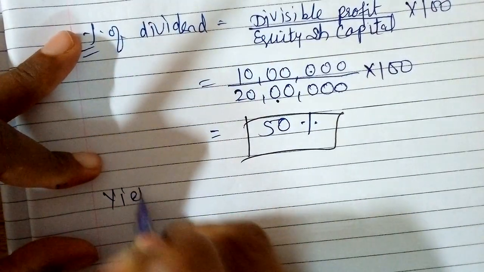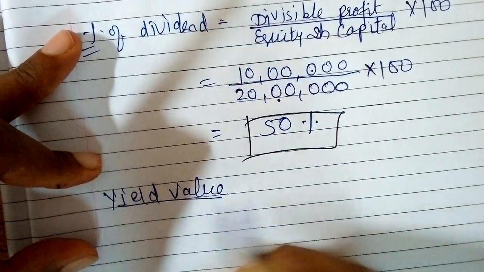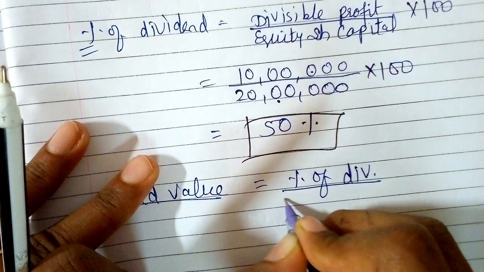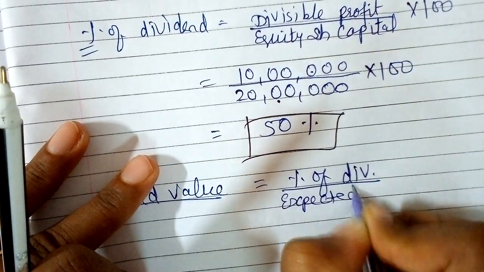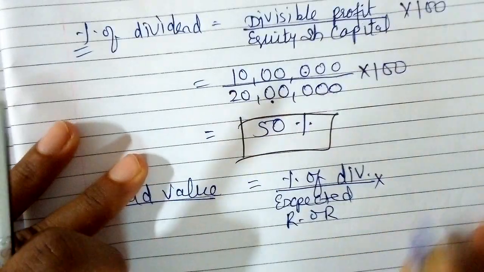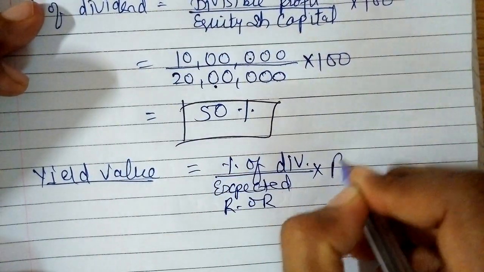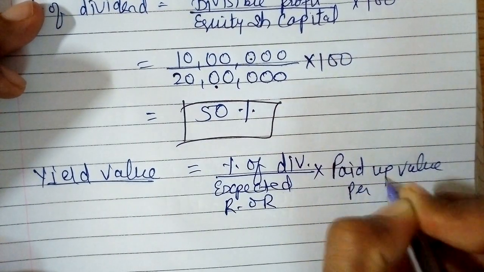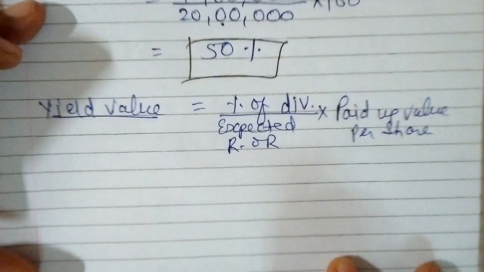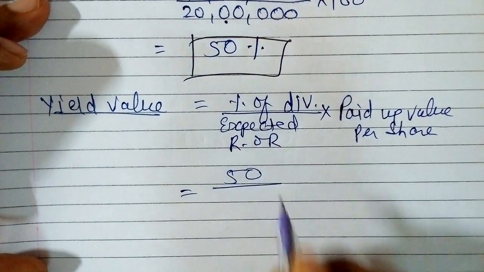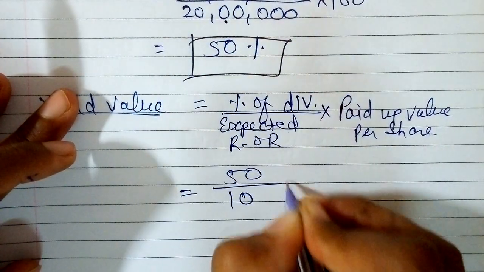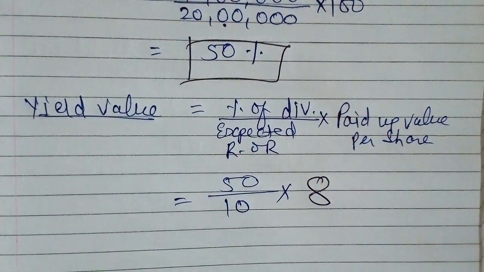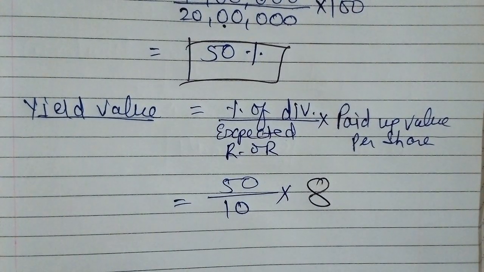Now, yield value formula, percentage of dividend divided by expected rate of return into most important paid up value per share, right? So percentage of dividend was 50, expected rate of return was 10, and paid up value per share is 8 rupees in this example, right?